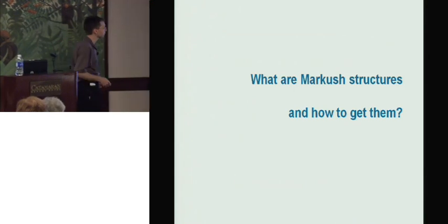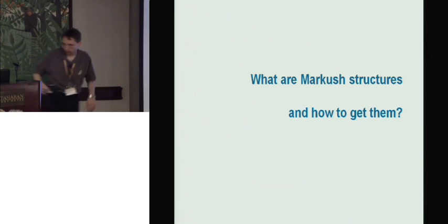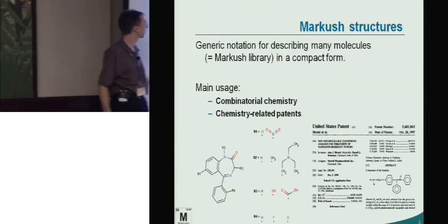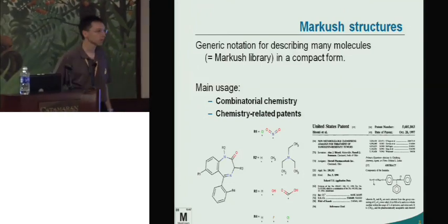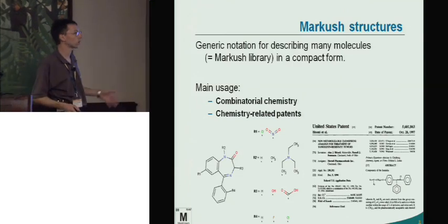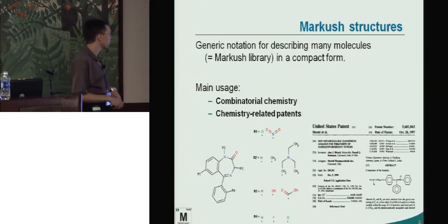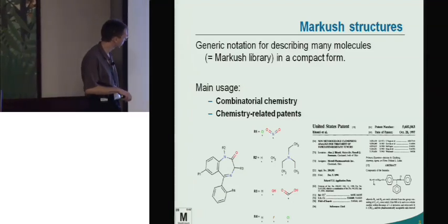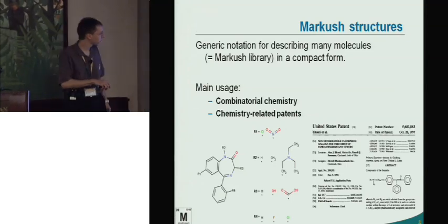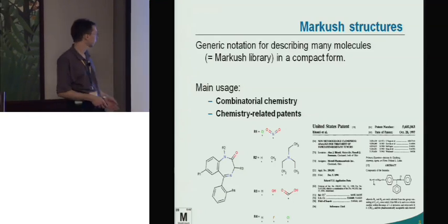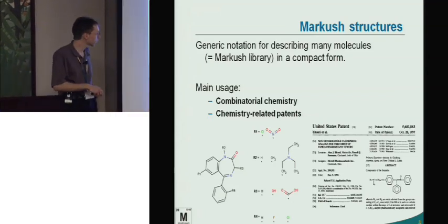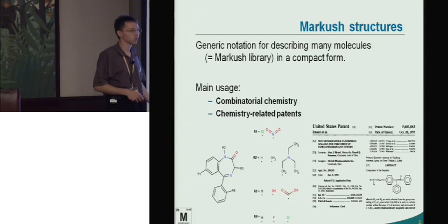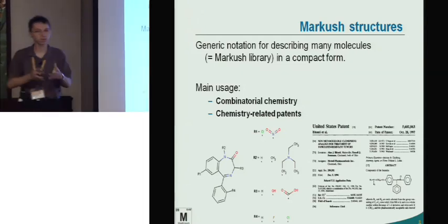So, what are these Markush structures, and where are they? Markush structures are generic notations of chemical structures, which describe not just one specific compound, but a class of compounds, many compounds in a compact form. They are mainly used in two areas. One area is combinatorial chemistry, where a combinatorial library can be described in a concise manner. Another main usage area is chemical patents, where a patent claim usually describes a class of compounds, where a pharmaceutical company usually claims a set of the chemical universe for a certain purpose.